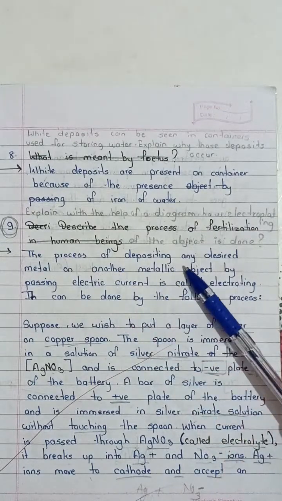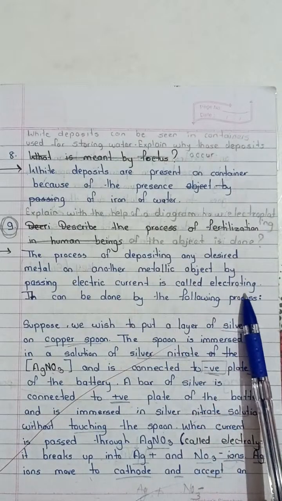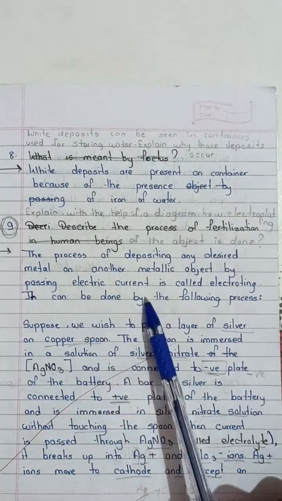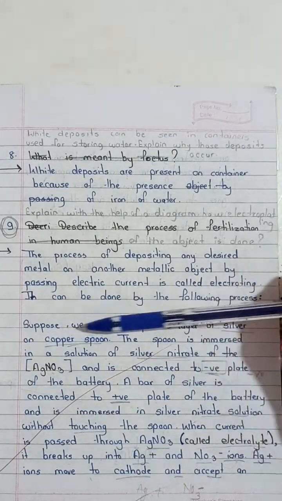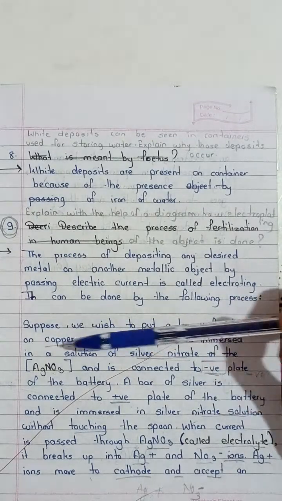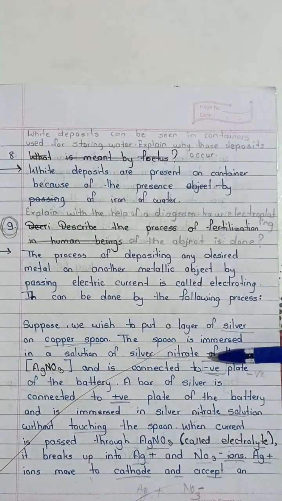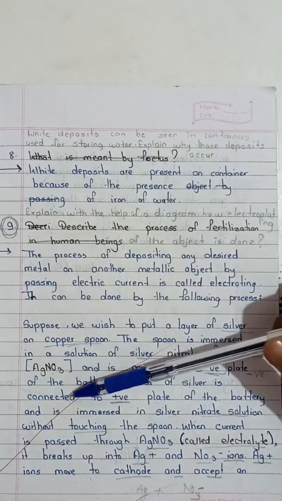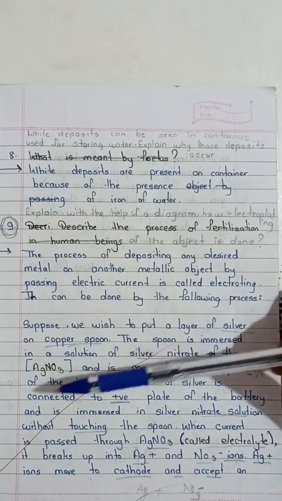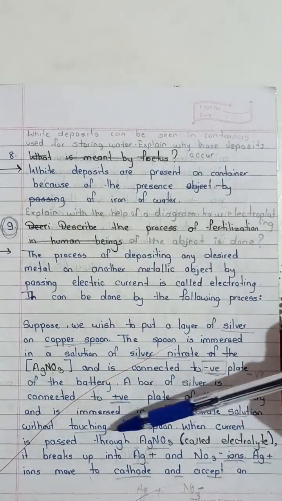The process of depositing any desired metal on another metallic object by passing electric current is called electroplating. It can be done by the following process. Suppose we wish to put a layer of silver on a copper spoon. The spoon is immersed in a solution of silver nitrate, AgNO3, and connected to the negative plate of the battery, and a bar of silver is connected to the positive plate of the battery and is immersed in the silver nitrate solution without touching the spoon.